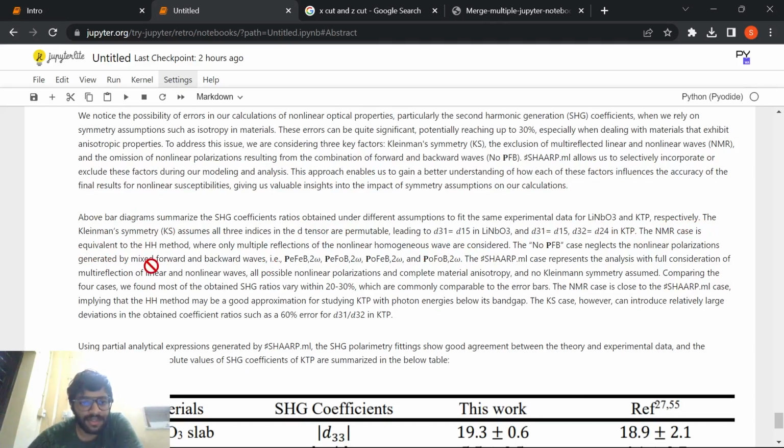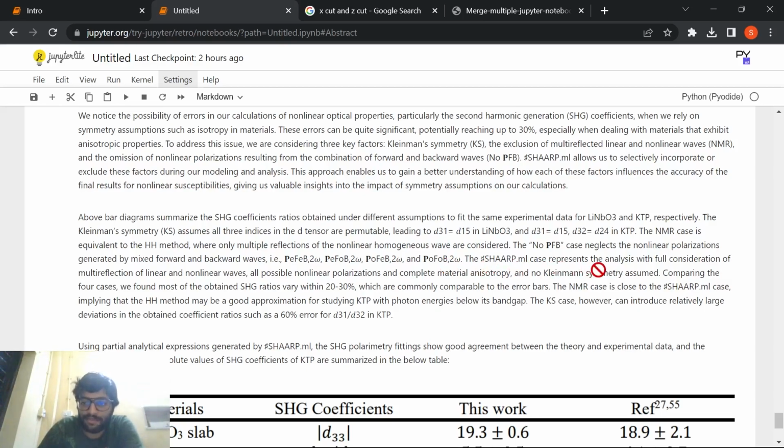The Kleinman symmetry assumes all three indices in the d tensor are permutable, leading to D31 equal to D15 in LiNbO3, and D31 equal to D15, D32 equal to D24 in KTP. The NMR case is equivalent to the HH method, where only multiple reflections of the nonlinear homogeneous waves are considered. The no PSP case neglects the nonlinear polarizations generated by mixed forward and backward waves, that is extraordinary forward, extraordinary backward, extraordinary forward, ordinary backward, ordinary forward, extraordinary backward, ordinary forward, and ordinary backward cases.